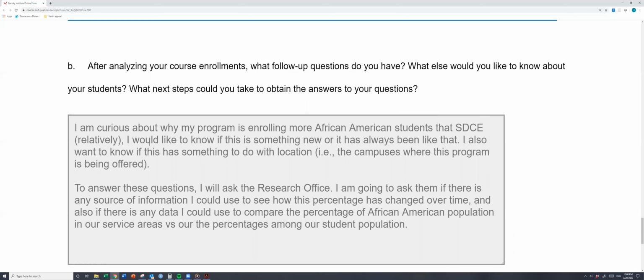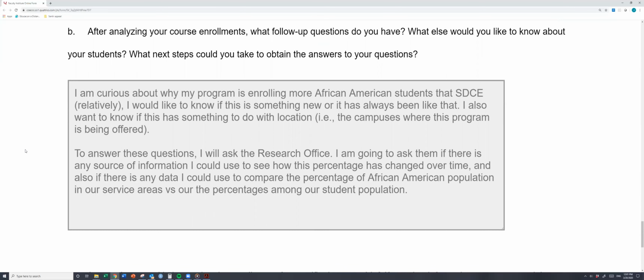To answer these questions, I will ask the research office. I'm going to ask them if there's any source of information I could use to see how this percentage has changed over time, and also if there's any data I could use to compare the percentage of African American population in our service areas versus the percentage among our student population. Remember, these questions could go to the research office, but they could also be questions that you might want to ask your program chair, your dean, or any of the other departments in our institution.